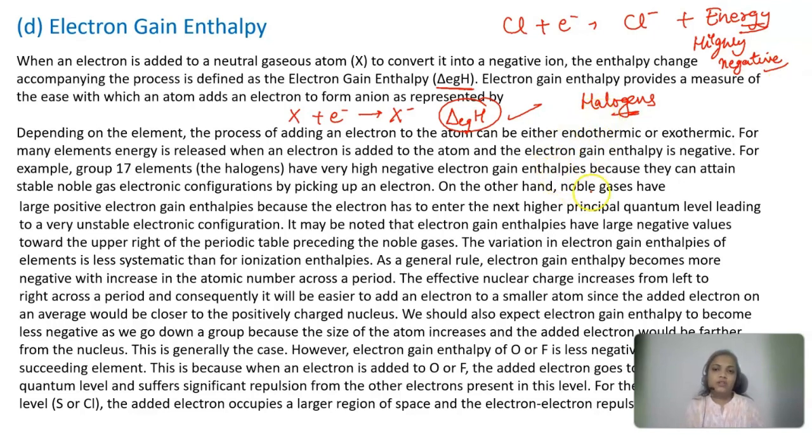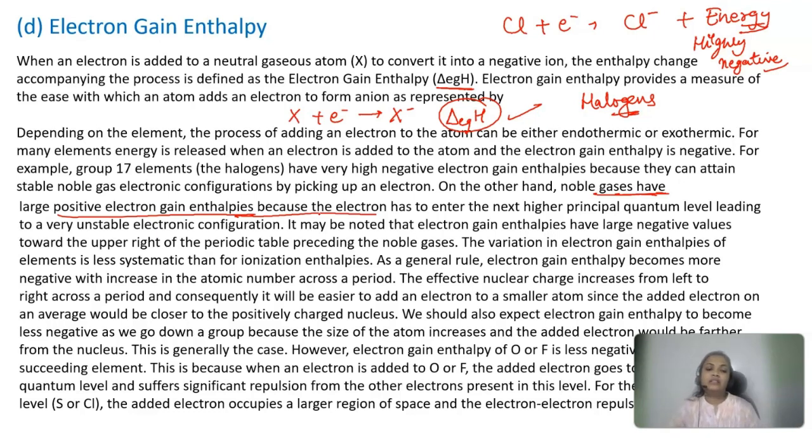Highly negative means a large amount of energy is released, because just by picking up one electron, they attain the stable noble gas configuration. Now if I am talking about noble gases, noble gases are already stable. If you want to add an electron to a noble gas, you need to provide a lot of energy. Okay, so that's why noble gases will have large positive electron gain enthalpy, because now they are going from stability to instability. So that is the case. So in electron gain enthalpy, generally we don't have such a trend because there are a lot of exceptions from atom to atom.